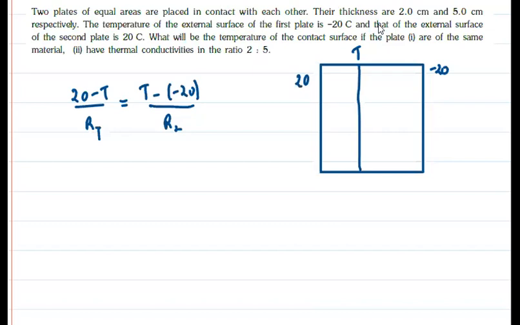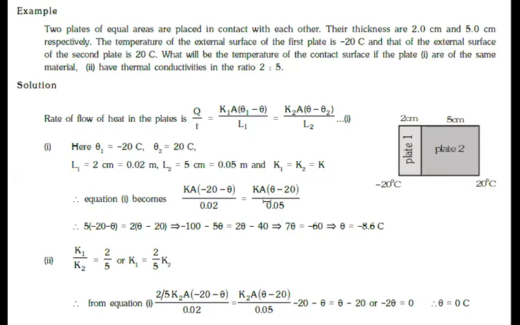So this is all we have to solve. The answer is -8.6 degrees centigrade. The first answer is -8.6 degrees centigrade. Just by putting the values, it's easy.